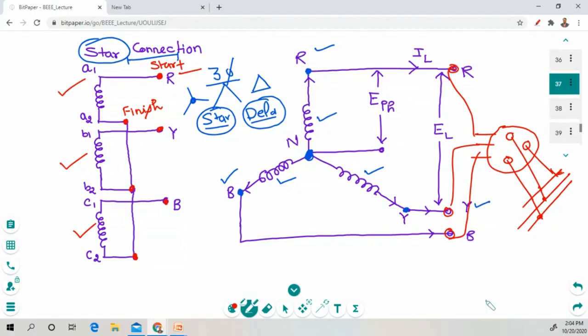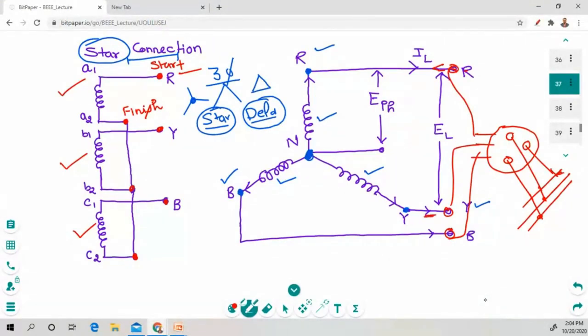So this is a line voltage in between red and yellow, red and blue. All the voltages are in line. Okay, so these are all input voltages, and any current flowing through these wires, like there is an IL current flowing right here. So this current is called a line current.